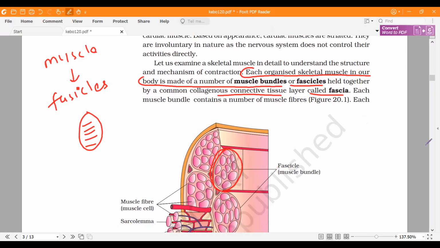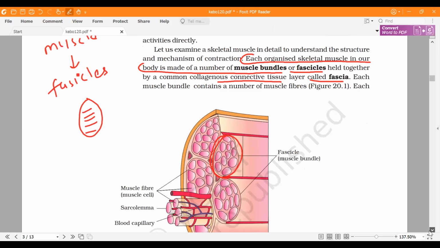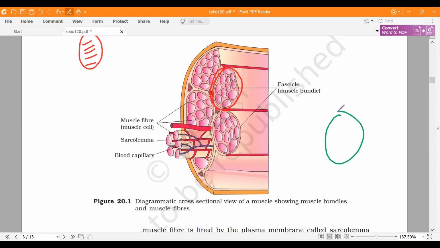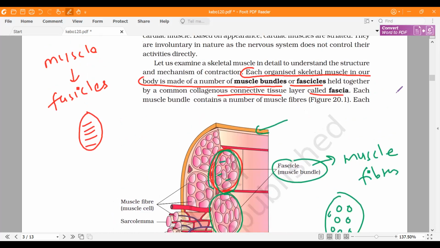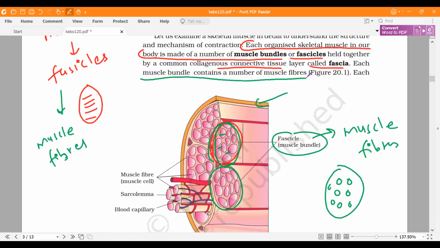Now each muscle bundle, if you take this single fascicle, you can see it has so many fibers. This is a single fascicle and it contains so many fibers. Whatever you see inside this, it has so many muscle fibers. So try to understand that each muscle has so many fascicles and each has so many muscle fibers. Each muscle bundle has a number of muscle fibers.